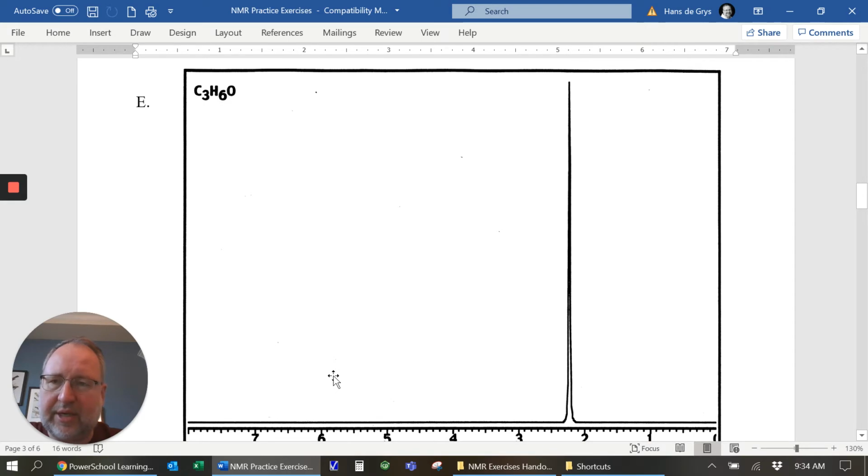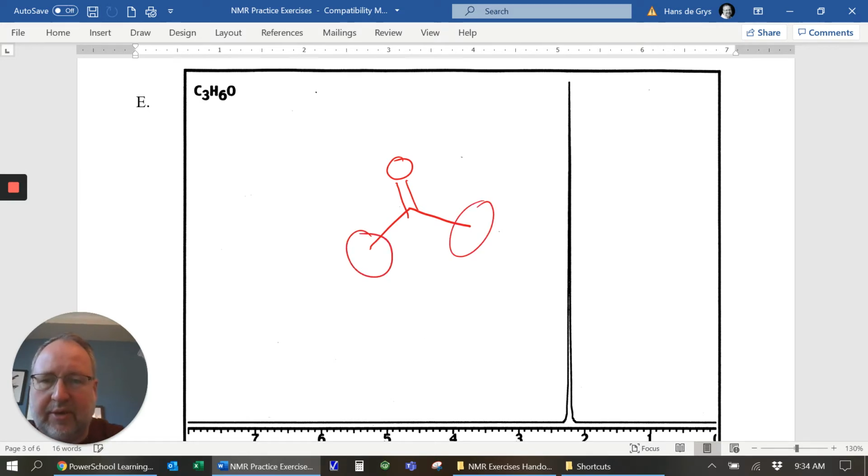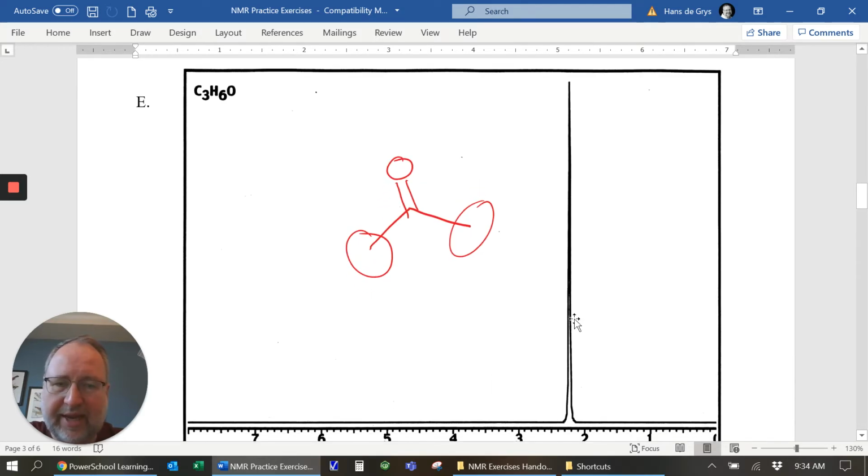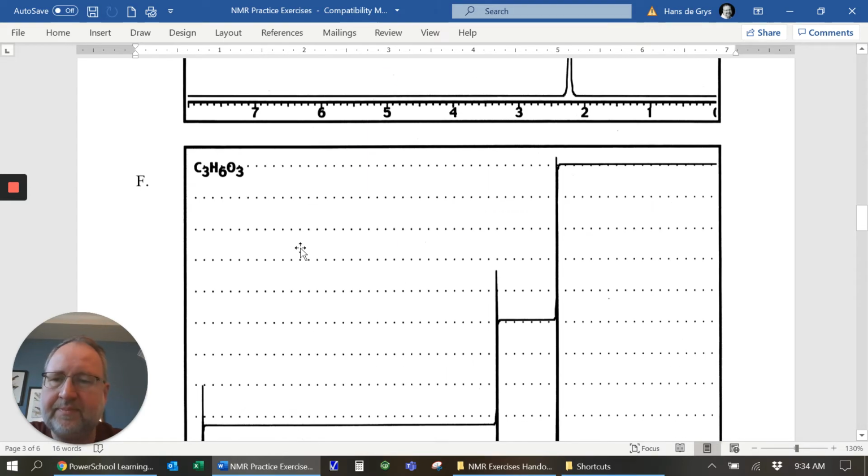This one, oh my goodness, only 1 peak. This must have a lot of symmetry and no neighbors. The way you get that is with propanone. So all 6 hydrogens, 3 here and 3 here, are all magnetically equivalent. They all have no neighbors. If you look at the chemical shift, that's the carbonyl compound chemical shift. You see that between 2 and 3. That's the only way you can get all that magnetic equivalence. Notice lots of symmetry here.